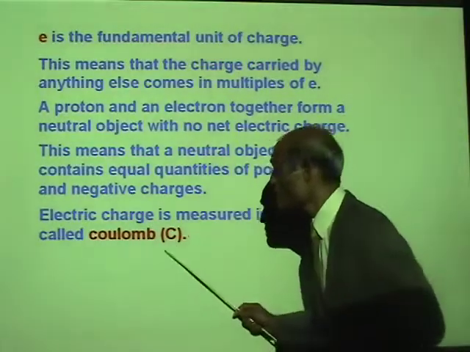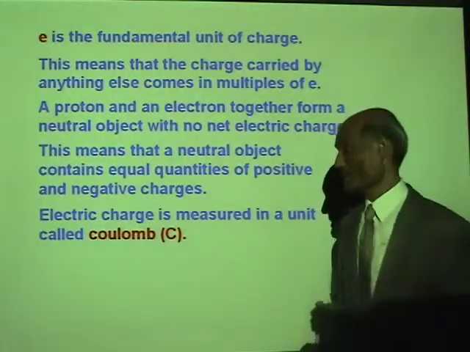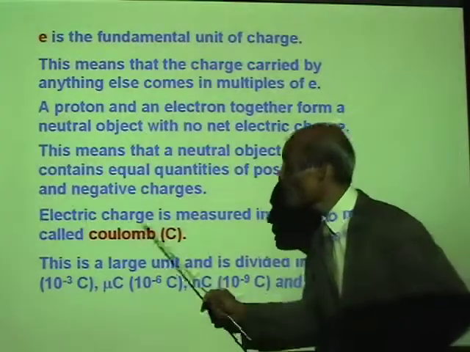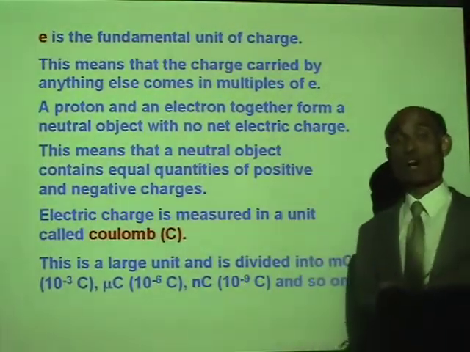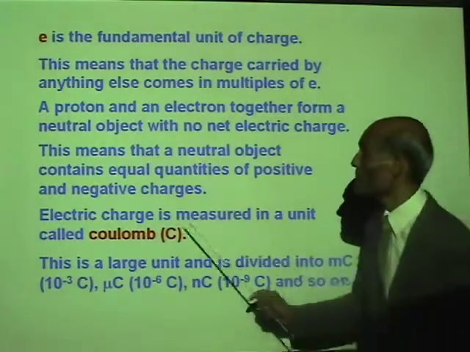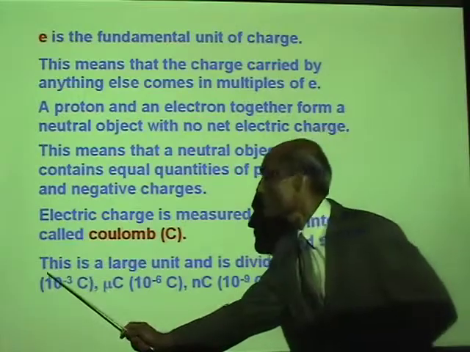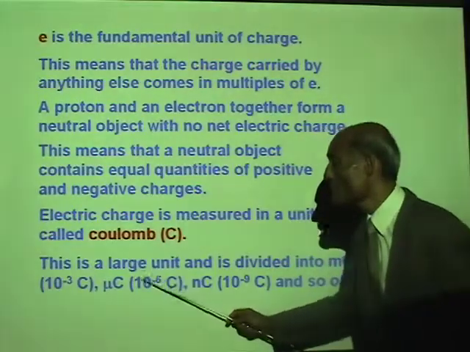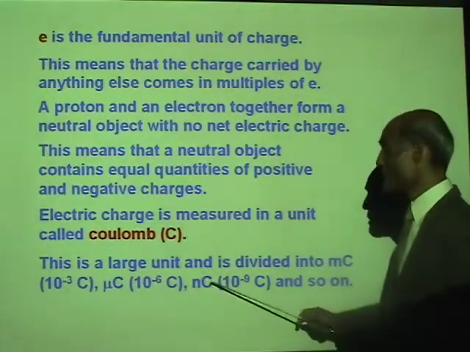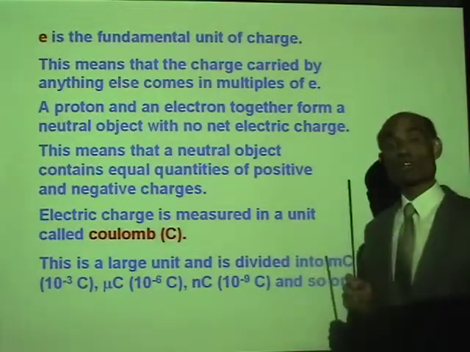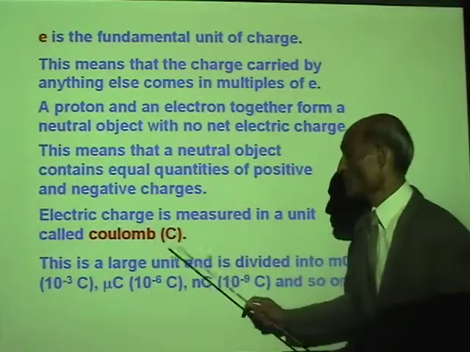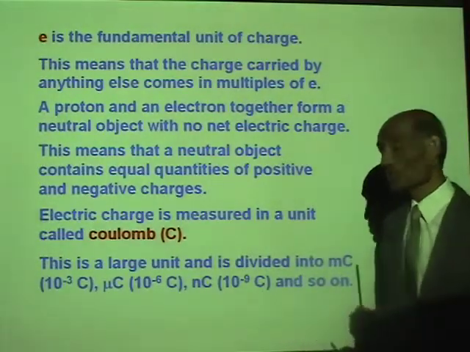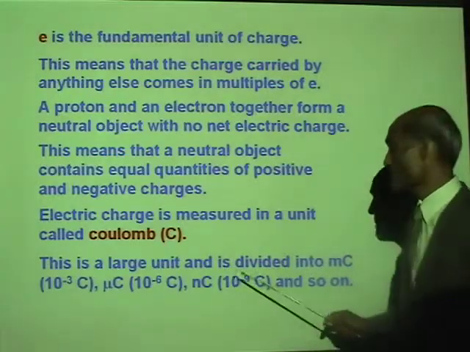Now, electric charge is measured in a unit called the coulomb, and we will use the uppercase C to represent a coulomb. A coulomb is a fairly large unit. So for most practical purposes, we will be using millicoulomb, one thousandth of a coulomb, microcoulomb, one millionth of a coulomb, 10 to the negative 6, nanocoulomb, one billionth of a coulomb, and so on. Most often we will be using microcoulomb, 10 to the power of negative 6 of a coulomb, and nanocoulomb, that is 10 to the power of negative 9 of a coulomb.